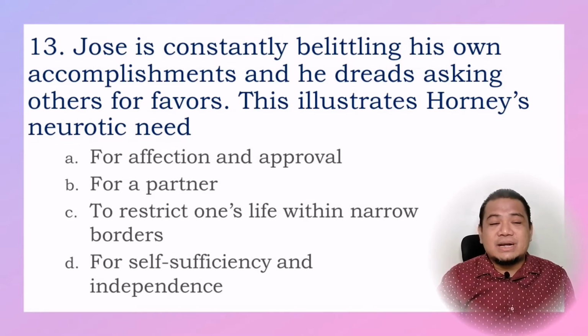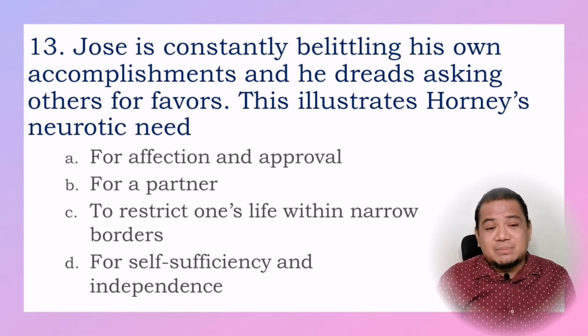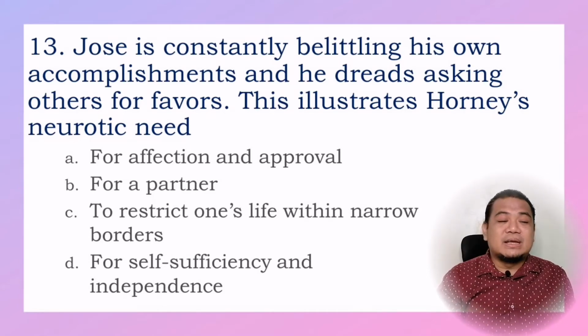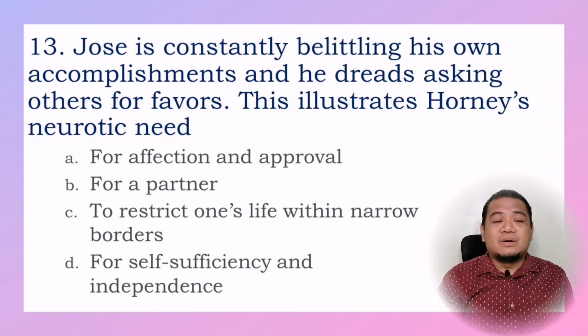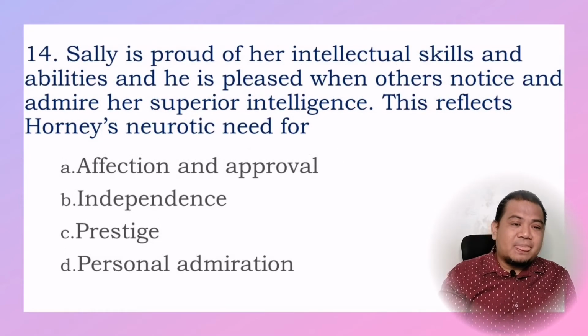Number 13. Jose is constantly belittling his own accomplishment and he dreads asking others for favors. This illustrates Horney's neurotic need: A. For affection and approval. B. For a partner. C. To restrict one's life within narrow borders. Or D. For self-sufficiency and independence.